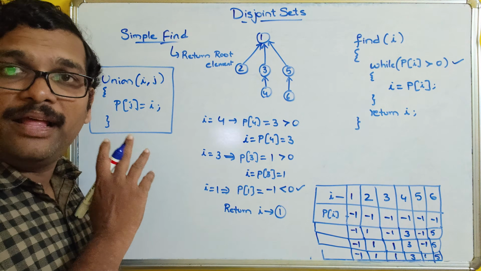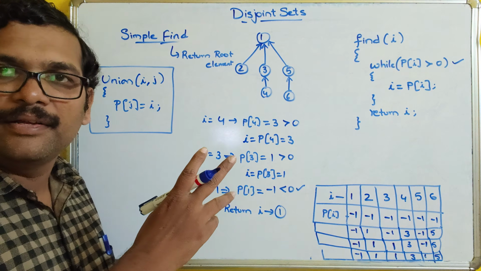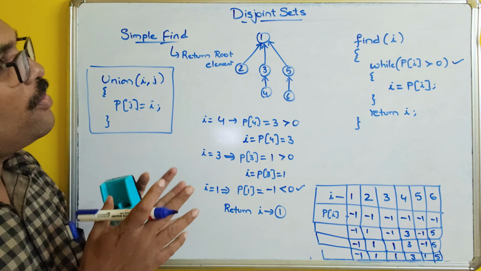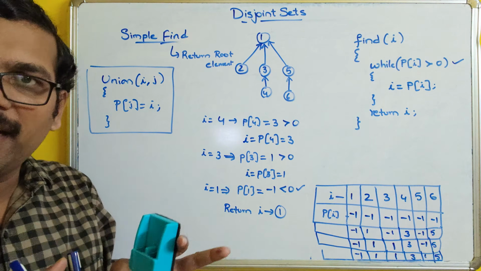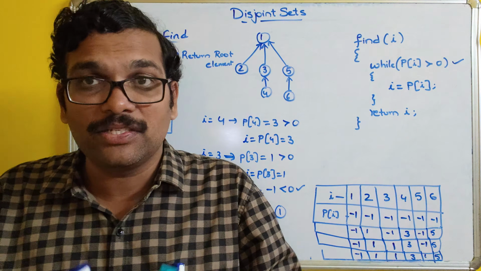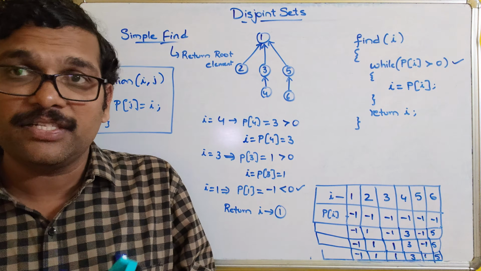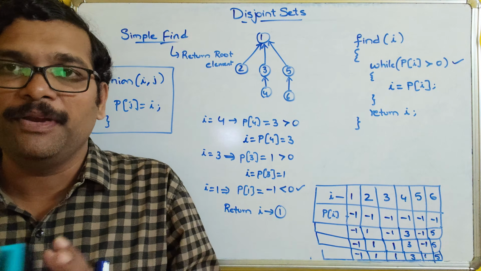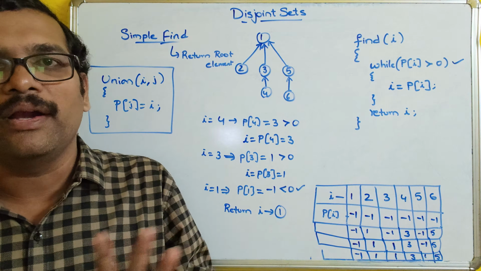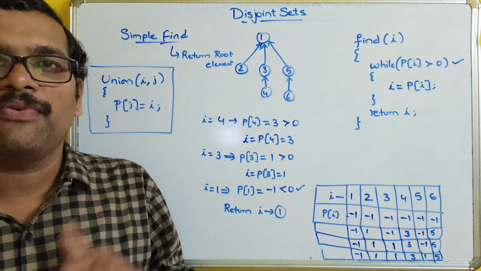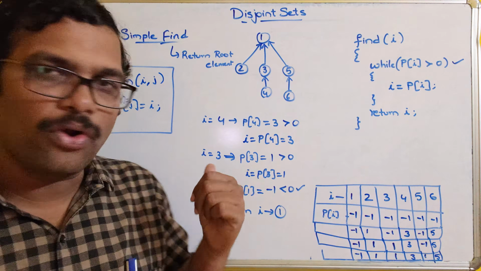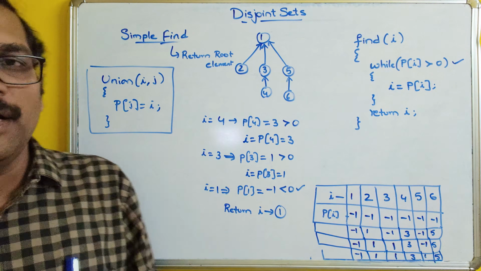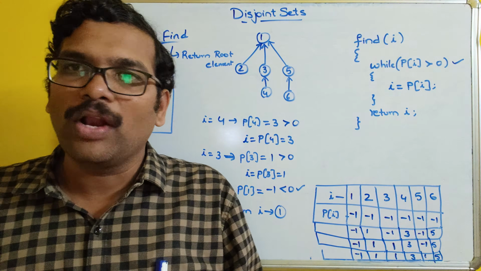So simple union and simple find. Hope you understood this. These two operations are on disjoint sets. Once again, we call them disjoint sets when the intersection of both sets is empty, meaning there is no common element between the two sets. We can perform a few operations on disjoint sets: simple union, simple find, weighted union, and collapsing find.